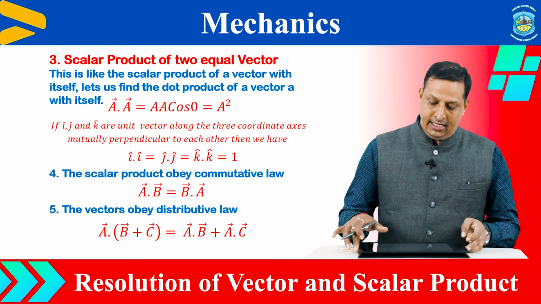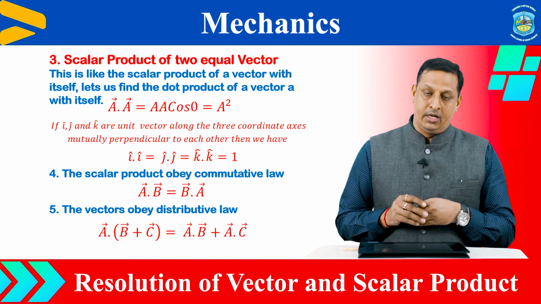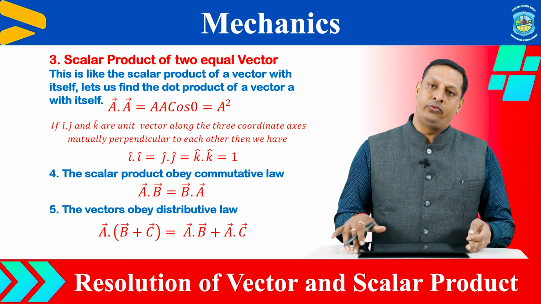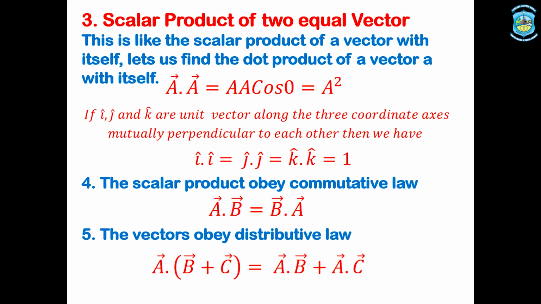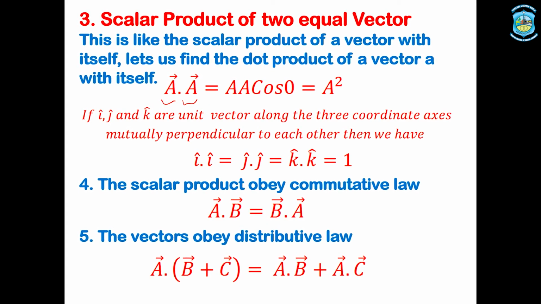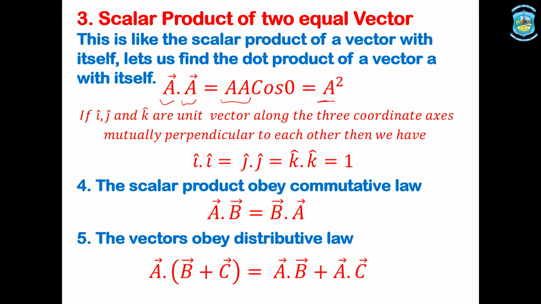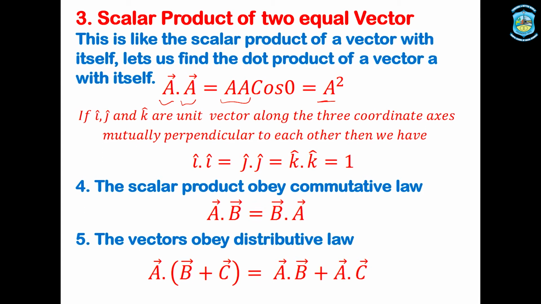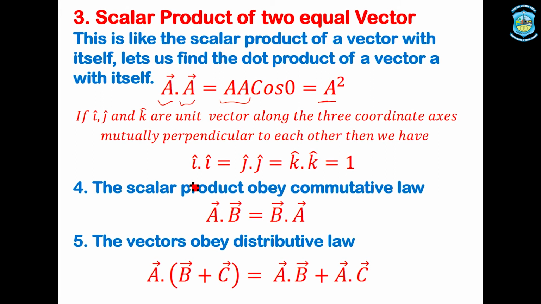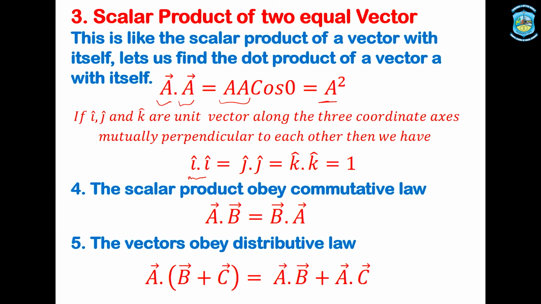The next property of the scalar product is the scalar product of two equal vectors. The scalar product of two equal vectors is equal to the square of its magnitude. In case we have a vector A and its dot product is obtained with itself, then it is equal to the square of its magnitude. In the same way, suppose we have to find the dot product between two similar unit vectors: between i cap and i cap, between j cap and j cap, between k cap and k cap.